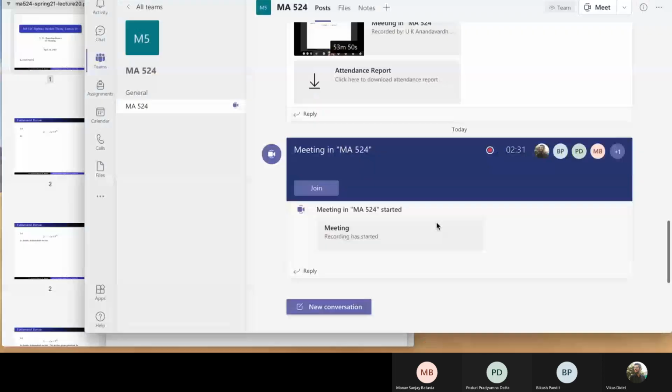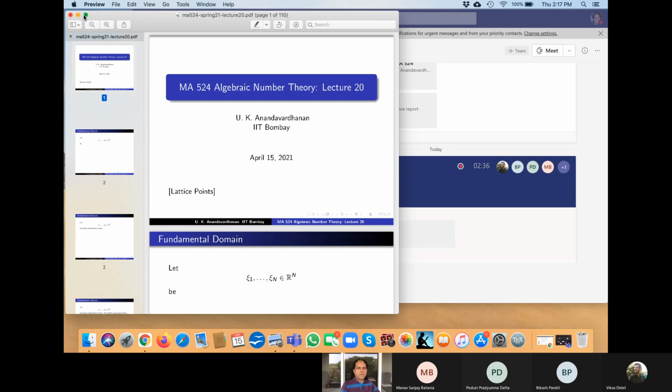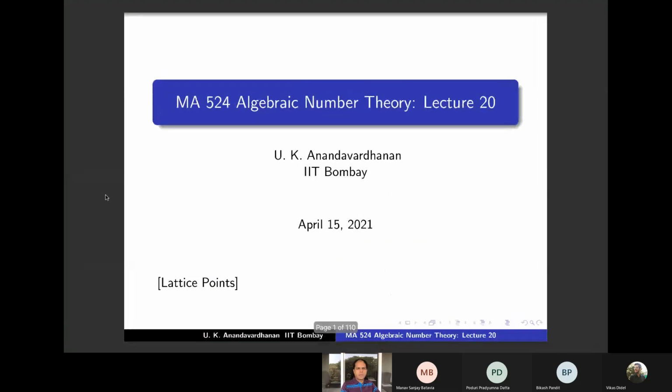Okay, so I will start sharing the screen. You can just confirm that you can see the slides. Yes, sir. Okay, good. So we will discuss some basic things about lattice points and some volume computation, and we will use these to do Minkowski's bound in the next class.